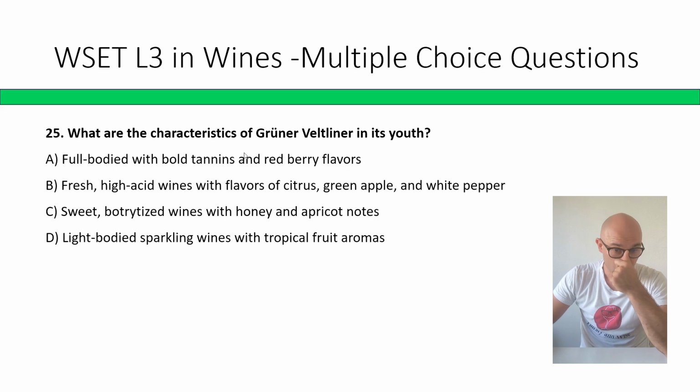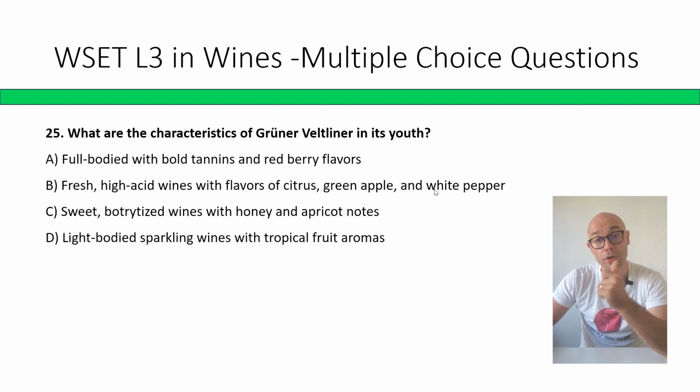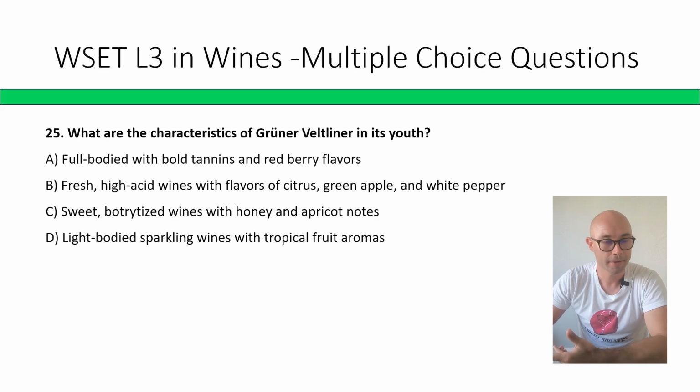What are the characteristics of Grüner Veltliner in its youth? Full-bodied, with bold tannin and red berry flavors, fresh high acid wines with flavors of citrus, green apple and white pepper, sweet buttery wines with honey and apricot notes, light-bodied sparkling wines with tropical fruit aromas. The correct answer is B, fresh high acid wines with flavors of citrus, green apple, and very specifically for Grüner Veltliner, white pepper. The same aroma that you find in Syrah, rotundone, which shows as a black pepper in Syrah, shows as a white pepper in Grüner Veltliner.